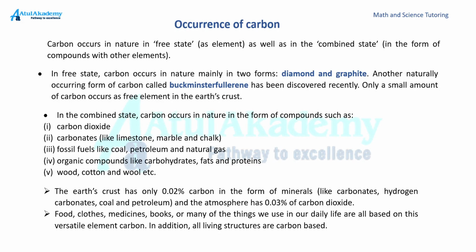Our Earth's crust has only 0.02% of carbon in the form of minerals, and the atmosphere only 0.03% of carbon dioxide. But when we look around, we have a lot of carbon compounds: the food that we eat, clothes we wear, medicine, books, many other things that we use in our daily life. They are all based on this versatile element, carbon. In addition to this, all the living structures are carbon based.